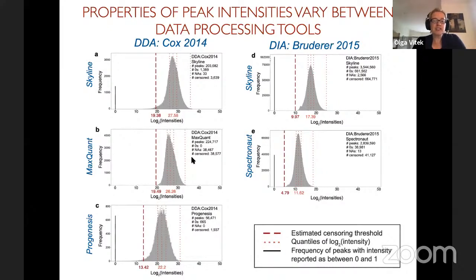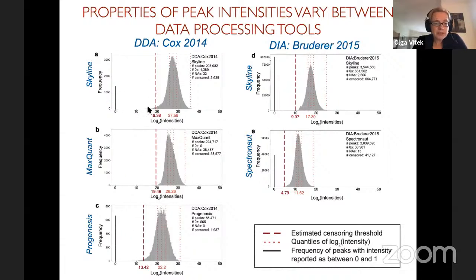And so MSstats tries to read between the lines and understand the meaning of those zeros and NAs and small values and how to handle them. In particular, we have a cutoff, which is an empirical cutoff that we select, where we say below this cutoff, we don't trust the values.